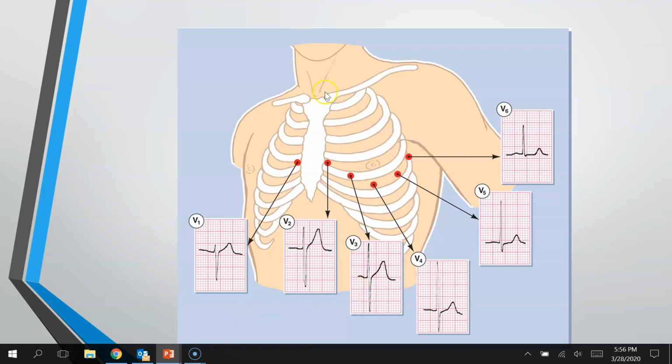And these are the different waves that are produced from the different chest leads. So you can see V1 is a negative deflection here with very little positive deflection. And we're going to see V5 is a very positive deflection, as is V6. So they're all going to look a little bit different because they're taking a picture from different parts of the heart.